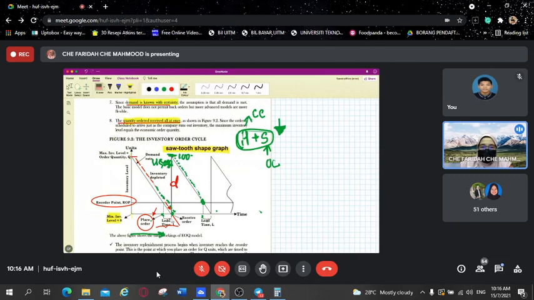I need to explain this graph so that you understand this. Otherwise, it will be very difficult. As I mentioned, this is a sawtooth shape graph.